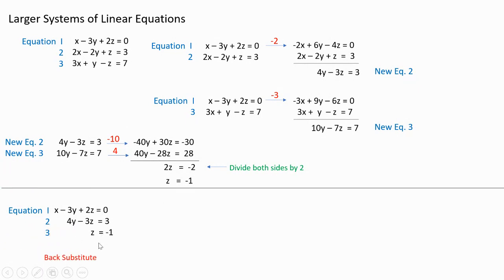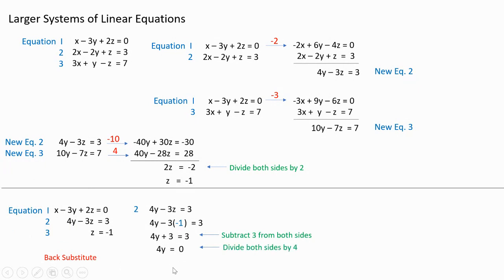Since I already know the value for z, I need to find the value for y and for x. So we're going to go to equation 2, and we're going to solve for y by plugging in the negative 1 for z, and then evaluate it. So it will give us 4y plus 3 equals 3. We subtract 3 from both sides. So 4y equals 0, we divide by 4. So y equals 0.